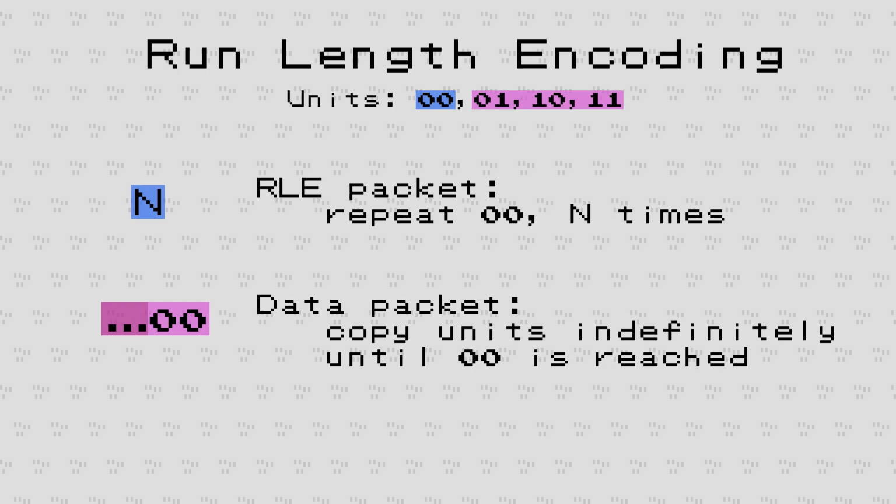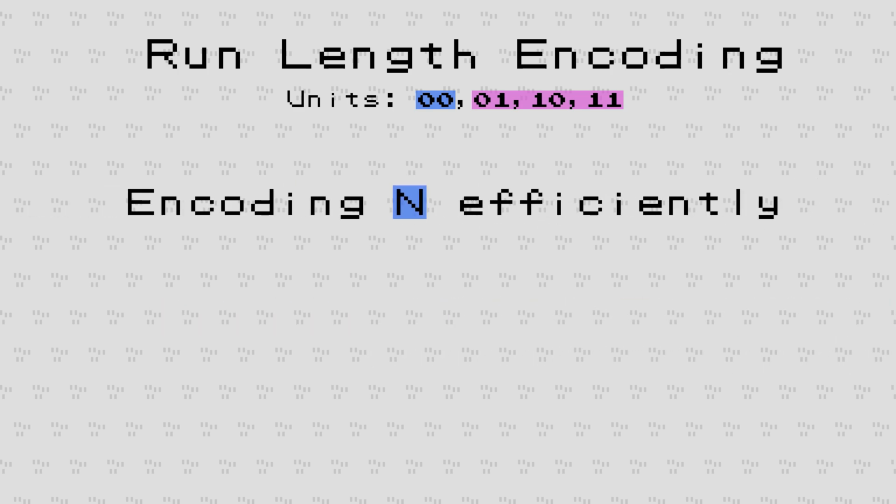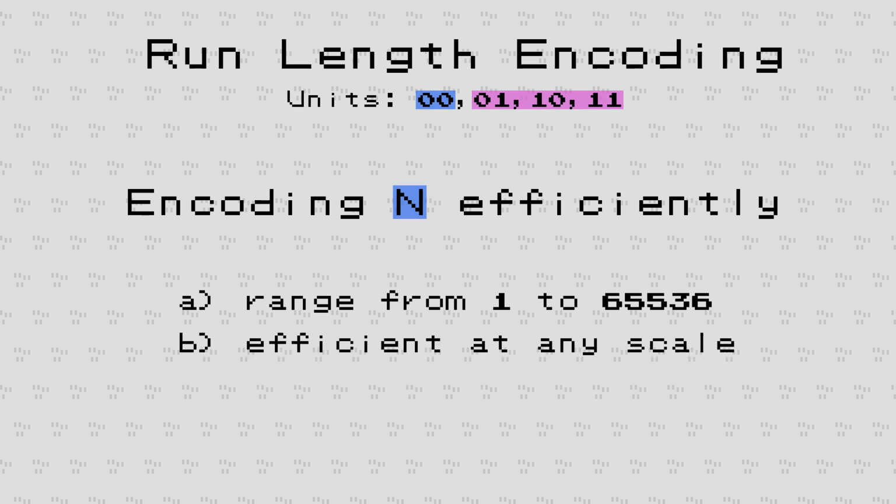The last thing that needs explaining is the method that the RLE packets use to denote how many 0-0 pairs to write. In other words, how is this number n encoded? Since this packet will be used for any number of 0-0 pairs, it should a. be able to specify any number up to the maximum value that can fit in a 16-bit number, and b. do so efficiently even for low numbers.